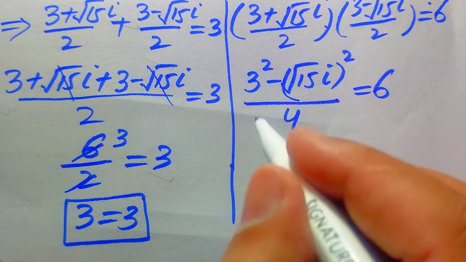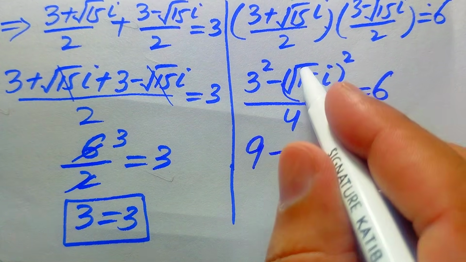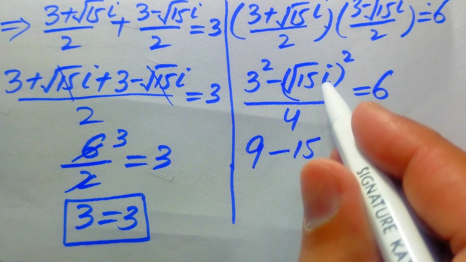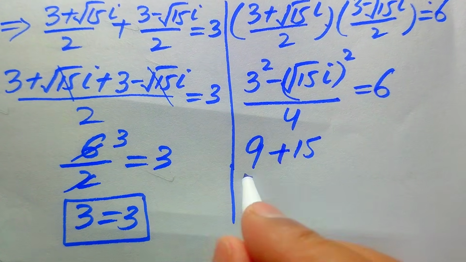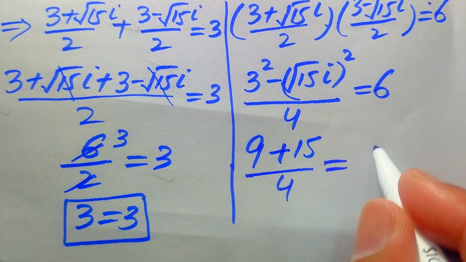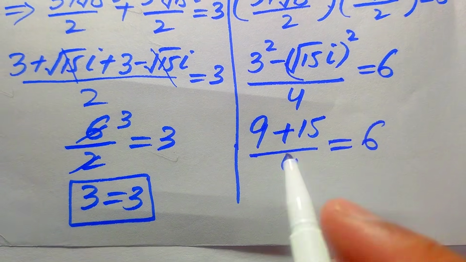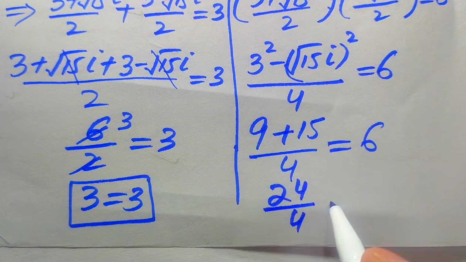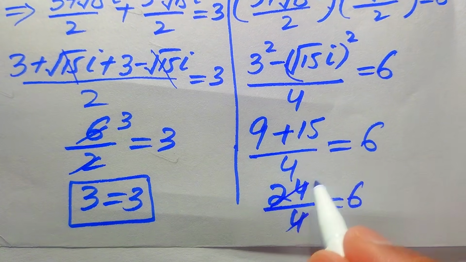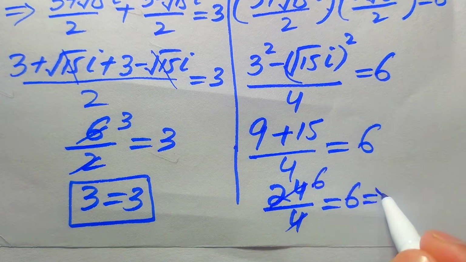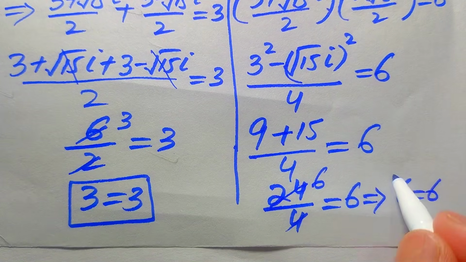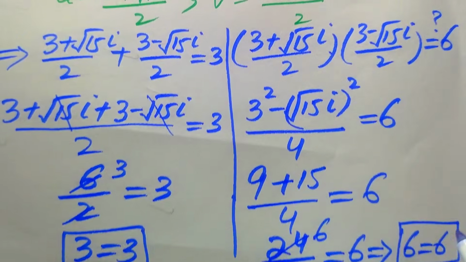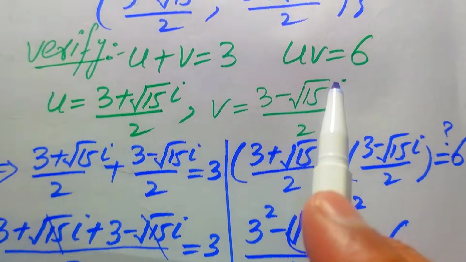We have 3 square becomes 9 minus, this 2 and square root are gone, and we get 15, and this iota square becomes minus 1, and this minus becomes plus, and it is divided by 4, and this equals 6. So we have 15 plus 9 becomes 24 divided by 4 equals 6, and 4 times 6 becomes 24, and this implies that 6 equals 6. This shows that again both of the sides are equal. It means that the above values of u and v satisfy both of these two equations.